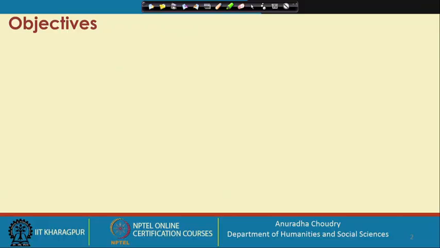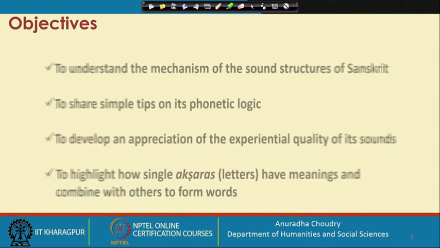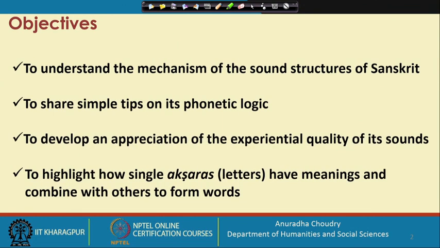In this section, I am going to focus on the sounds of the Sanskrit language, mainly its alphabet. The objectives of this particular session will be the following. I propose to help you understand the mechanism of the sound structures of Sanskrit. There is a very systematic way in which the sounds of this language are produced. So, through this session, I hope to make you aware of which area of our vocal system corresponds to which sounds.